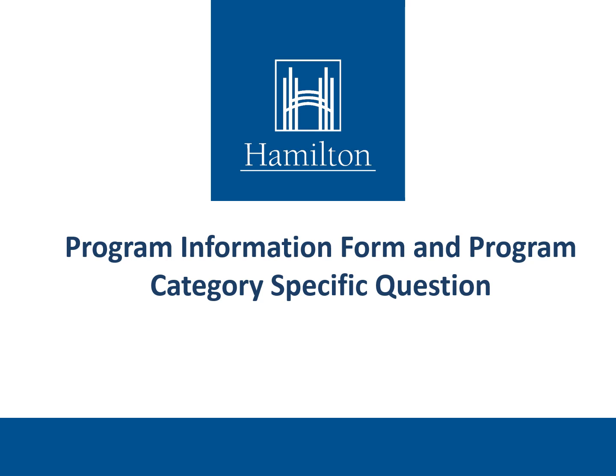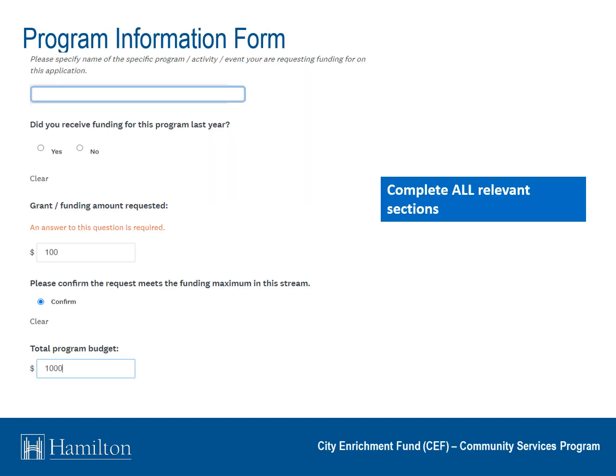The next section of the application is the Program Information Form and Program Category Specific Questions. Please provide us with the full name of the program. Also indicate whether or not you received funding for this program last year. We ask that you indicate the grant or funding amount requested for this year. Also, please confirm that you have consulted the guidebook and know that this figure is in line with the maximum available for this stream. And also, please provide us with the total program budget for this program.